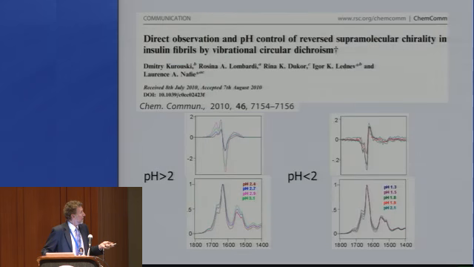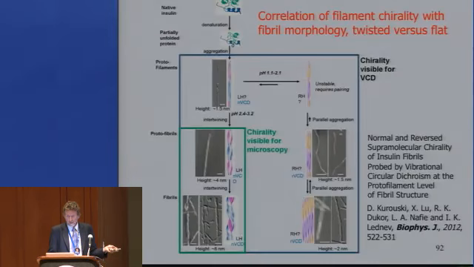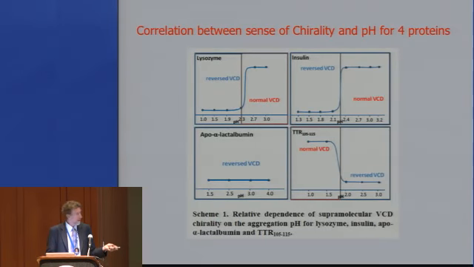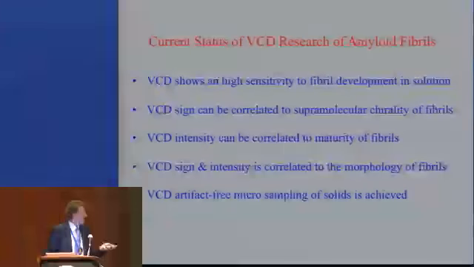And so I'm going to skip ahead a little bit. We can control the chirality of fibrils, with high pH and low pH, and control which way these fibrils twist. And then we also were able to relate the fibril chirality of the filament to the individual morphology, whether it's a twisted fibril or whether it's a flat fibril. And fibrils with different morphologies do have different disease characteristics in terms of their effect on cells. So we're trying to see to what degree the danger of fibrils is related to their chirality.